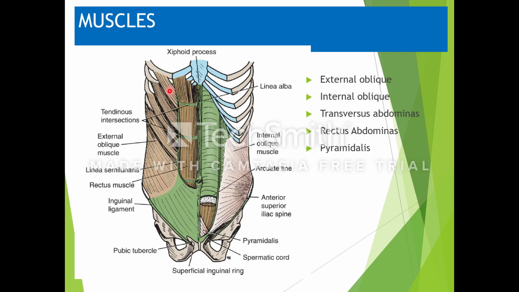See, this is an external oblique muscle. This muscle will end in the external oblique aponeurosis. This is the internal oblique muscle fibers and this is the aponeurosis of the internal oblique muscle. Similarly, the transversus abdominis muscle will have an aponeurosis which will come near to the linea alba. These aponeuroses, of the external oblique, internal oblique and the transversus abdominis muscle, will form the rectus sheath.